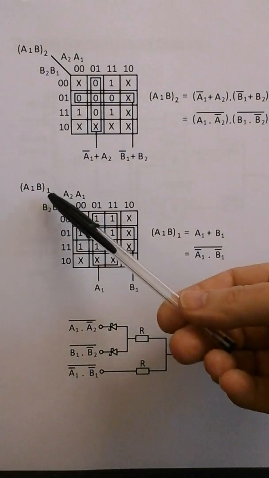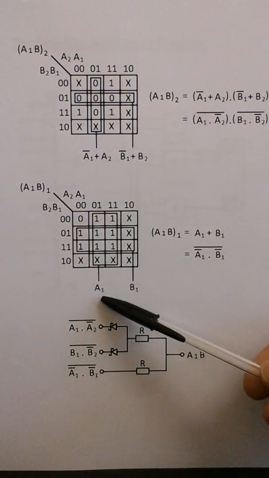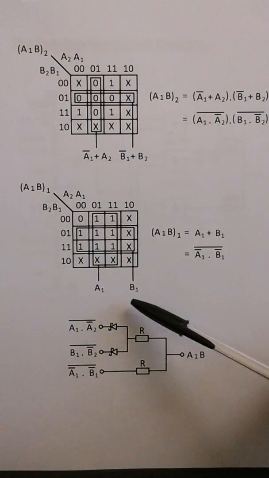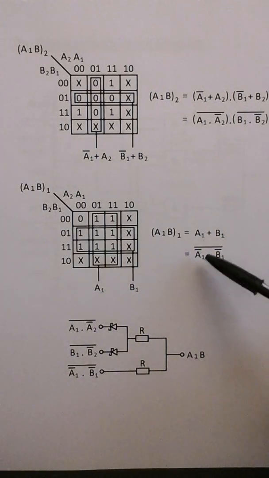For A1, B1, in this Carnot map, here I'm looping this group of ones here, which is A1, and this group of ones here, which is B1. So that's A1 or B1. And again I'm using De Morgan's theorem to change the OR into a NAND. So that's not A1 NAND not B1.